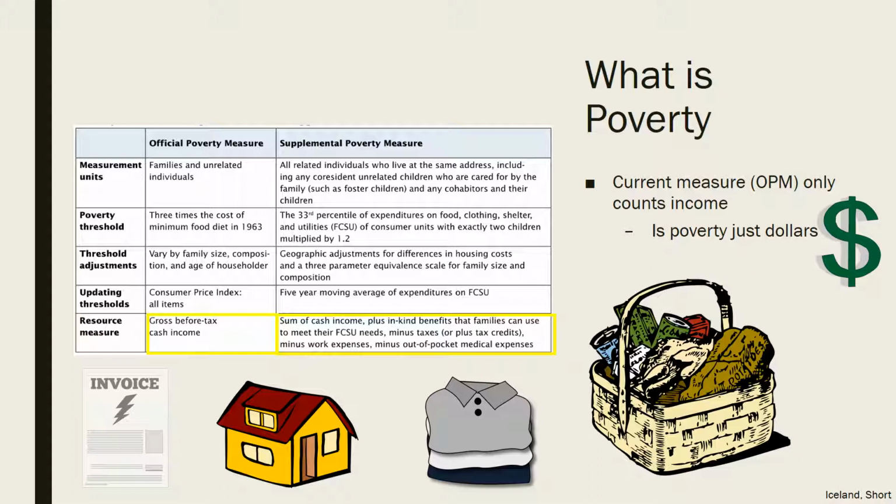This final number is a threshold that they have established. This threshold is updated every 5 years to account for changes in living and spending patterns. The SPM is also adjusted geographically to account for different living expenses in different areas.